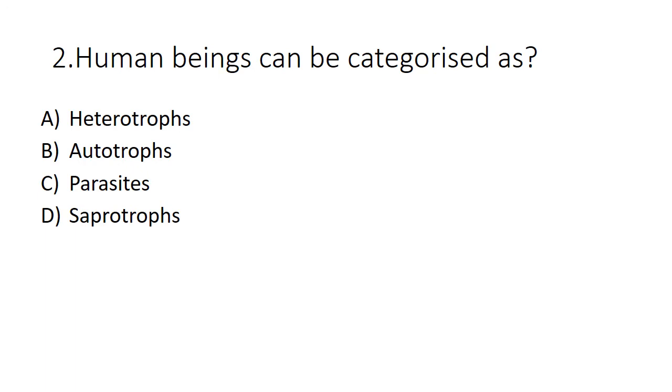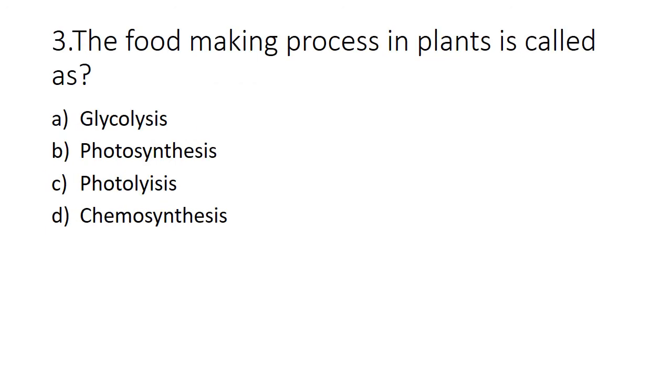Human beings can be categorized as A. Heterotrophs, B. Autotrophs, C. Parasites, or D. Saprotrophs. So, the correct answer is option A. Heterotrophs. Human beings are dependent on other things, whereas plants are not dependent on any other things and they make their own food. So, now let's move on to the third question.